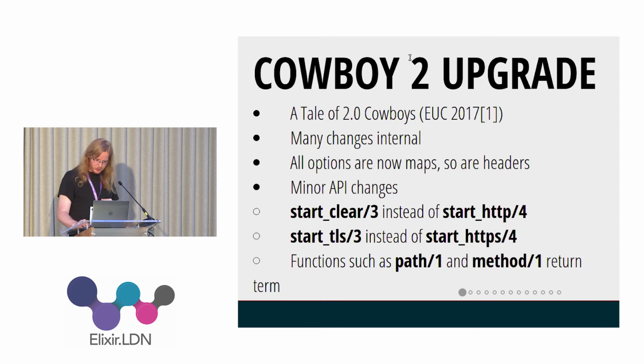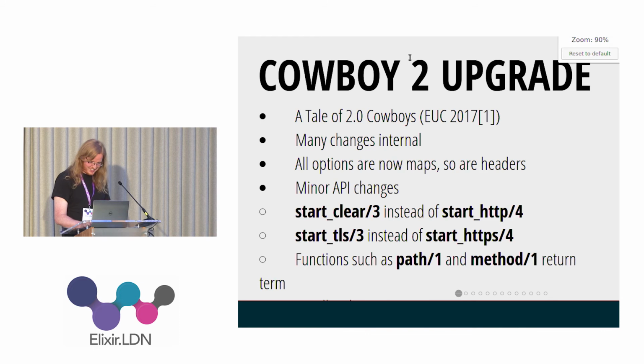But let's talk about Cowboy 2. Cowboy 2 has been in development for a while, and it's going to be released at the end of the summer. I didn't know when summer ends, so I Googled it, and it's the 22nd of September. It didn't specify which summer, so I assume 2018, but we know that assumptions maybe aren't good. If you want to see all the changes in Cowboy, you can watch this talk called A Tale of 2.0 Cowboys that was at the Erlang User Conference 2017. The link's at the bottom here, and it's really easy to read.